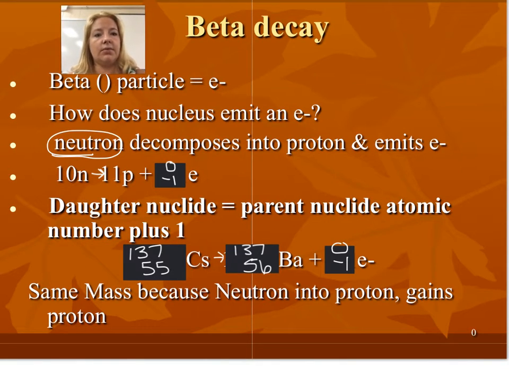Does that mass equal the mass I started with? Yes, it does. Matter can never be destroyed or created. So whatever I start with, I also have to end with at the end.